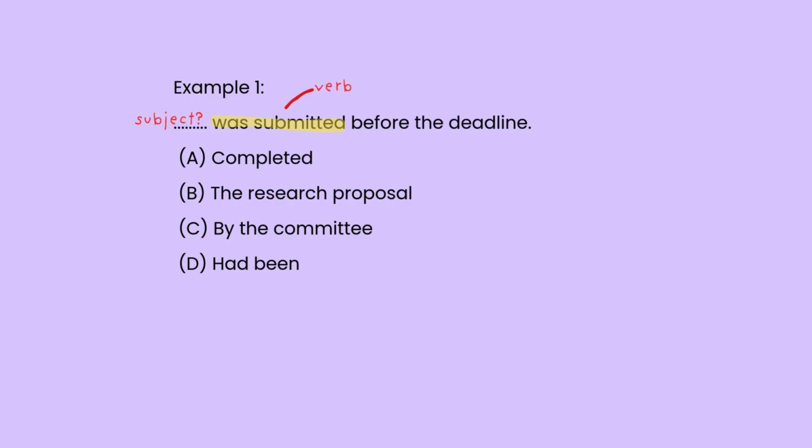Option A, completed, is a verb form, not a noun, so it can't be the subject. Option C, by the committee, is a prepositional phrase that tells us who did the action, not what was submitted, so it doesn't work as a subject either. Option D, had been, is another verb form, and we don't need two verbs in a row without a subject. That leaves us with option B, the research proposal, which is a noun phrase. So the correct answer is B. The research proposal was submitted before the deadline.